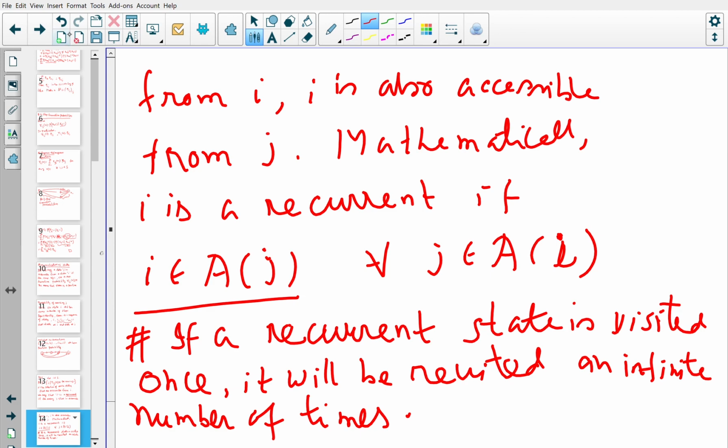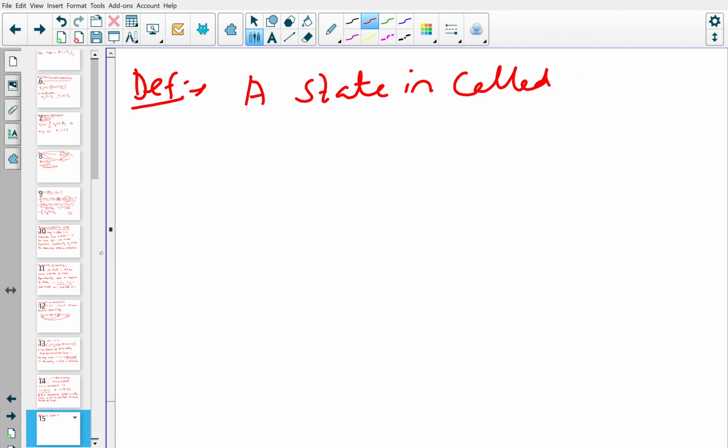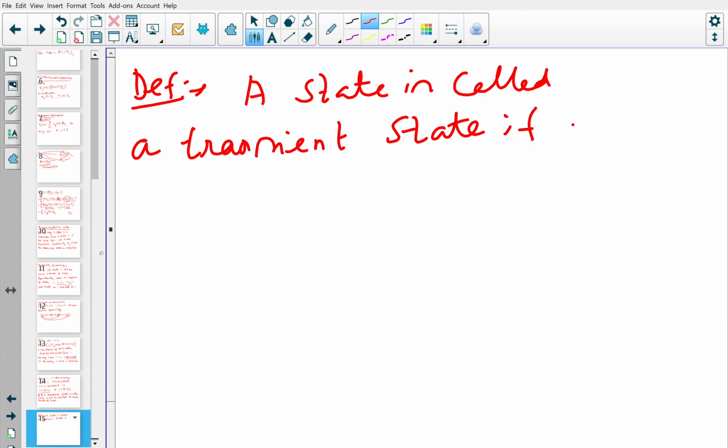Now we will define another type of state. So another definition, and this is called the transient state. A state is called a transient state if it is not recurrent.